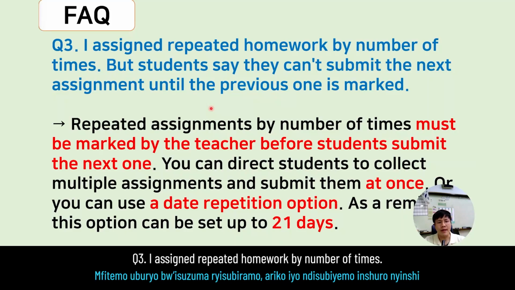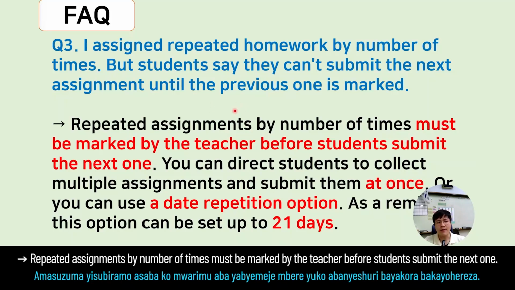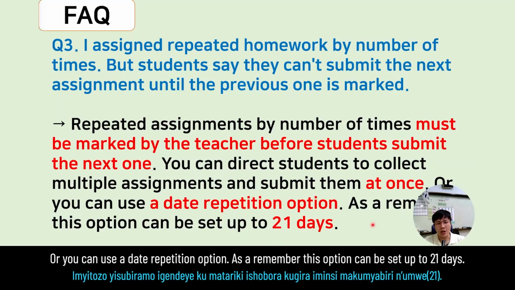I assigned repeated homework by number of times, but students say they cannot submit the next assignment until the previous one is marked. Repeated assignments by number of times must be marked by the teacher before students submit the next one. You can direct students to collect multiple assignments and submit them at once. Or you can use a date repetition option. As a reminder, this option can be set up to 21 days.